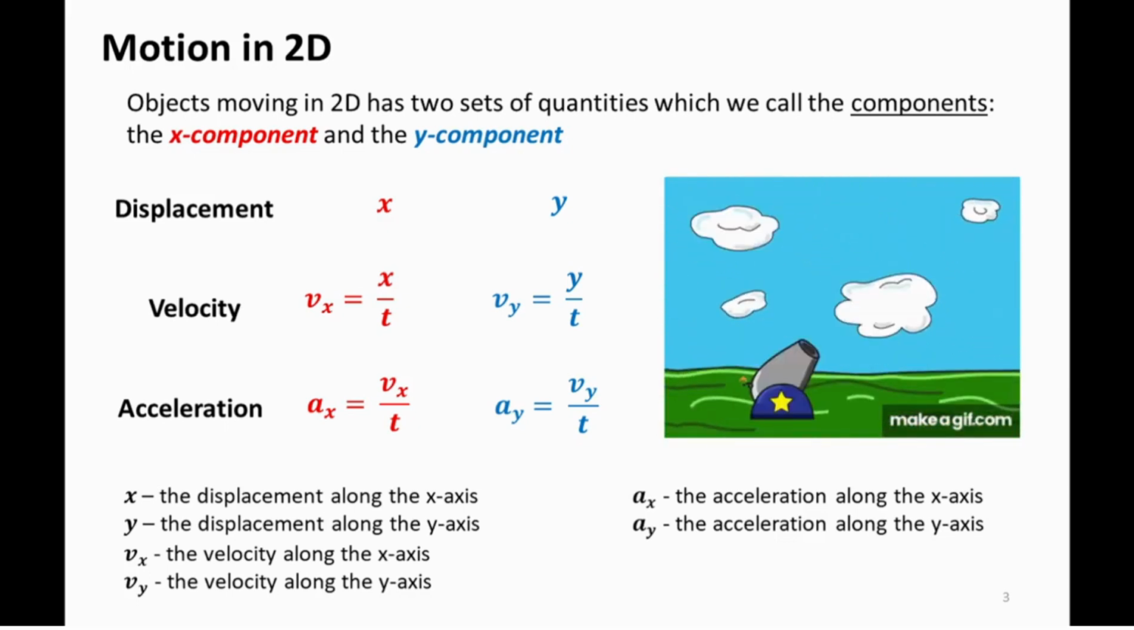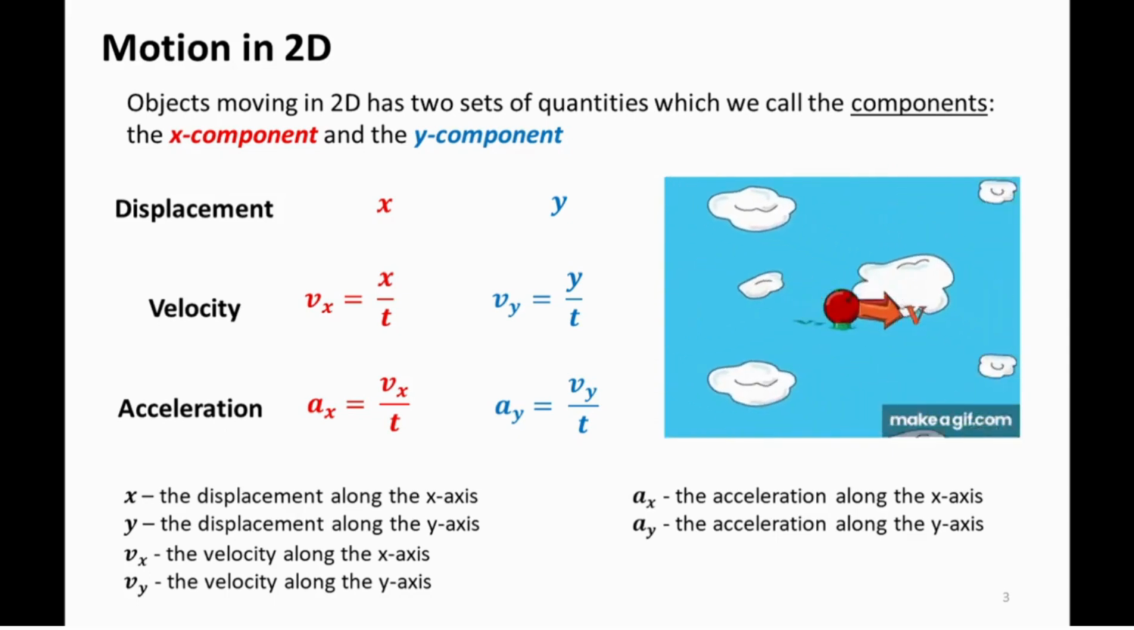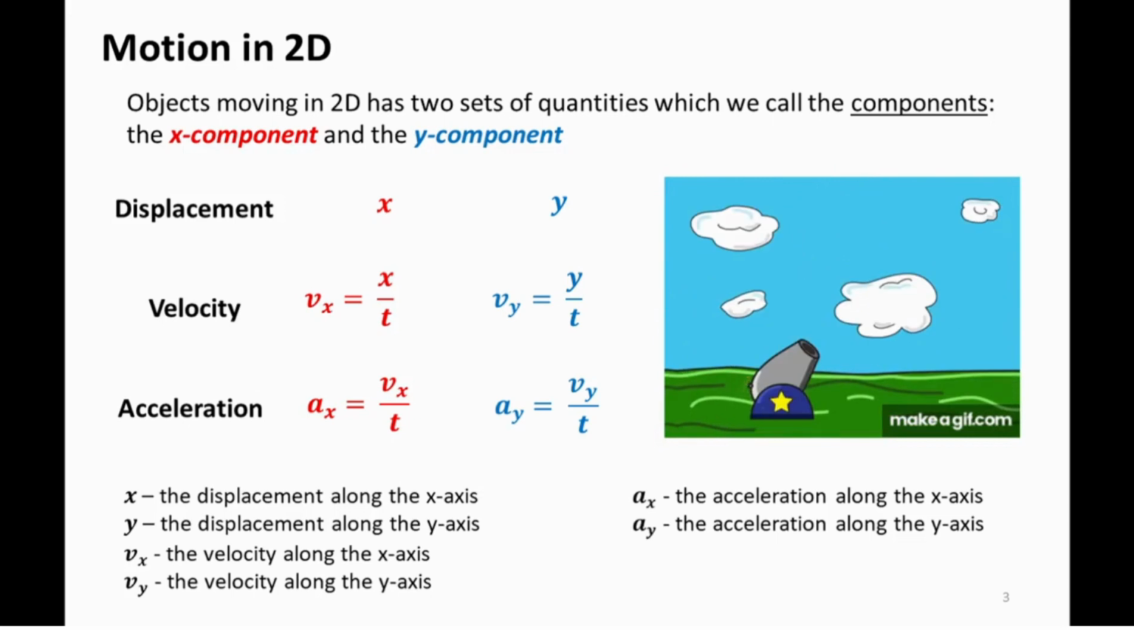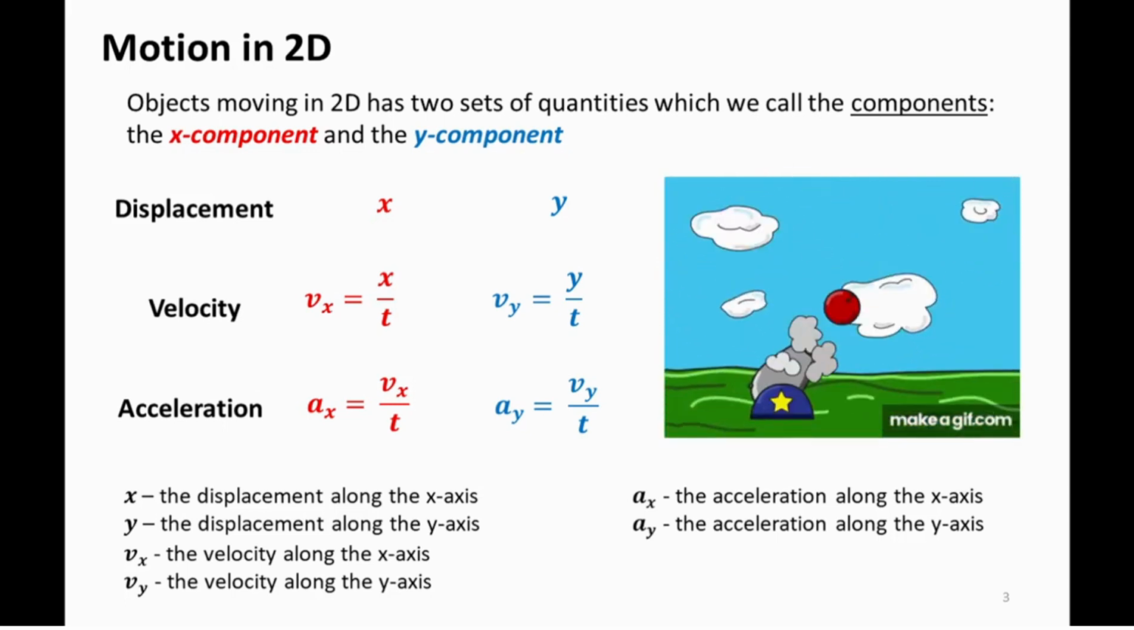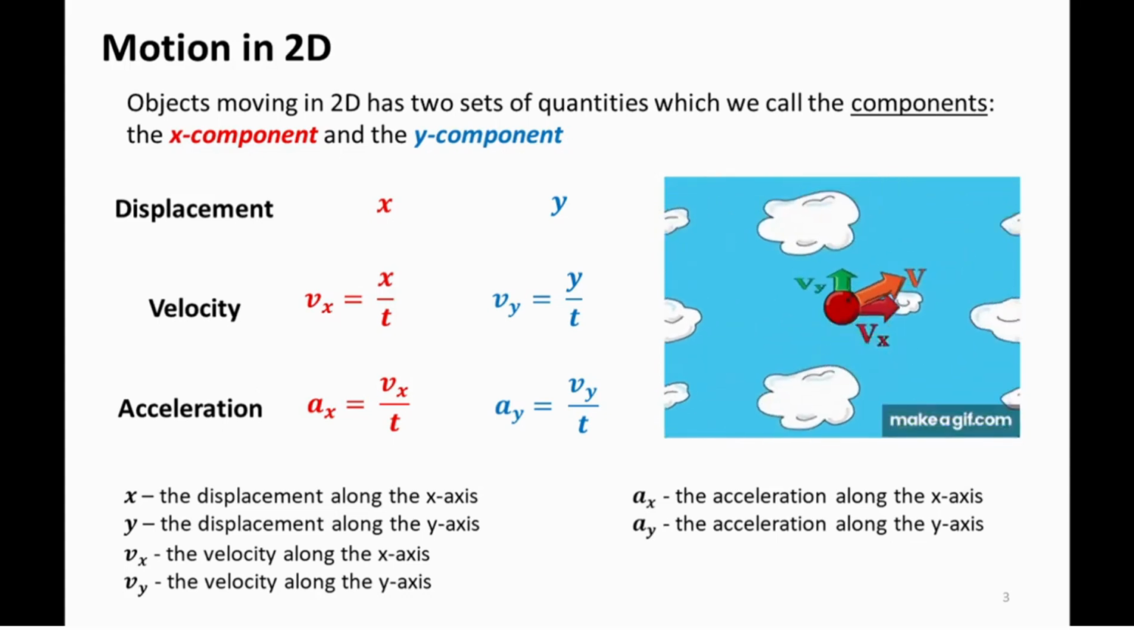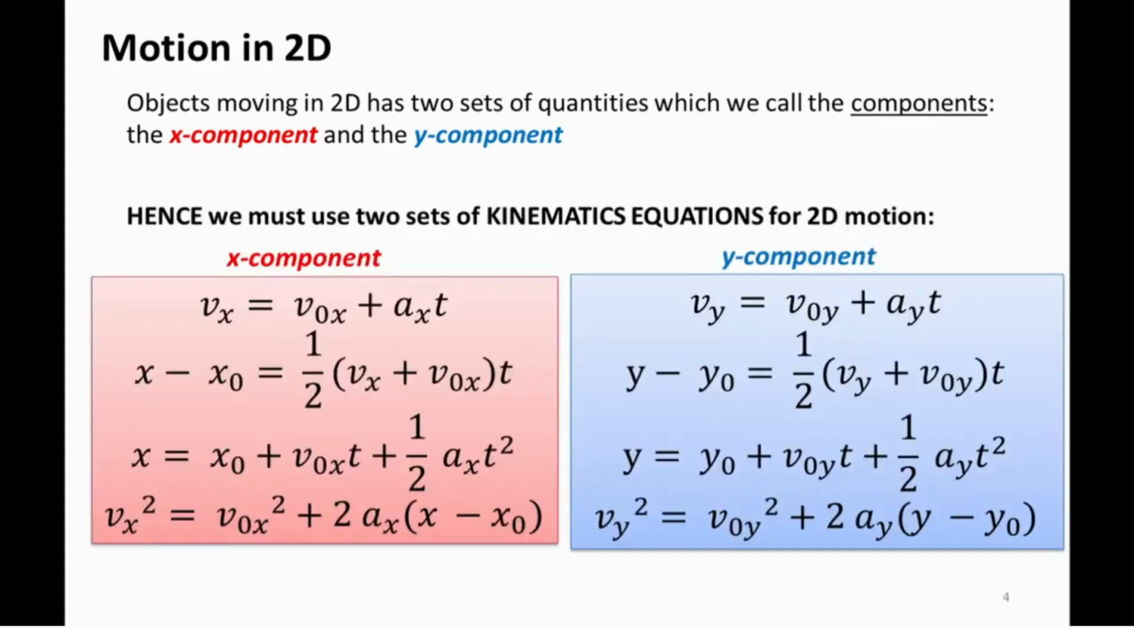Given that, we also have two sets of quantities to work with. So we have two displacements, the displacement along the x-axis and the displacement along the y-axis, just like how we separate the x and y components of a vector. And we have x and y components for the velocity as well as x and y components of the acceleration. Since we have two sets of quantities, we also have two sets of kinematics equations to deal with in 2D motion. So here we have kinematics equations for the x component and another set of kinematics equations for the y component.